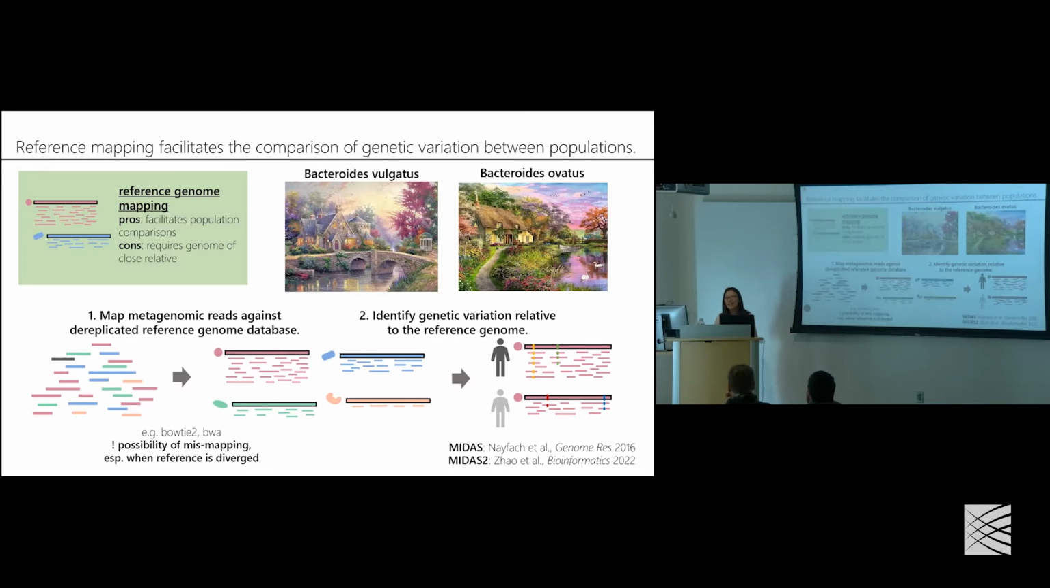And so that's actually a great preview of my last point, which is that all of these methods currently do very poorly at looking at mobile elements, which are a very large, important portion of the bacterial genome. And so that's a really important caveat to keep in mind. And I'll mention a little bit more how we're trying to deal with that.